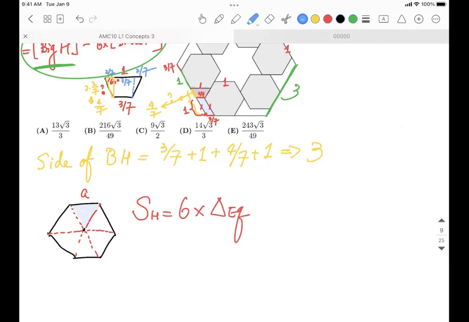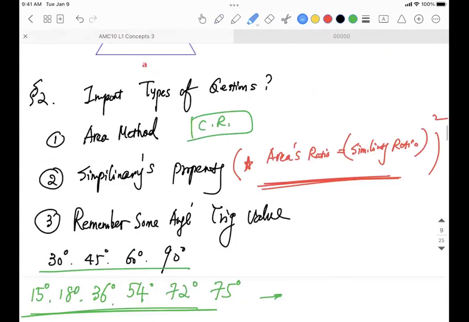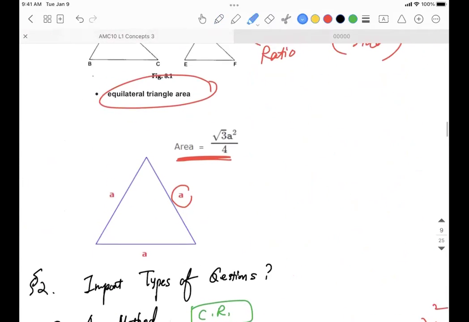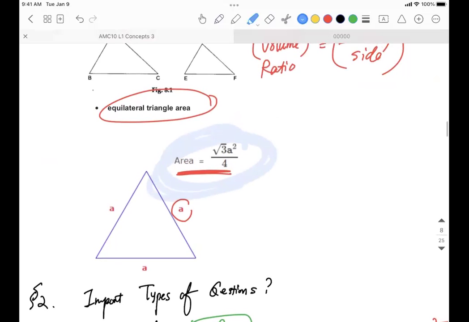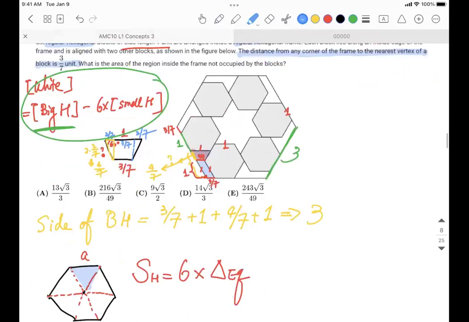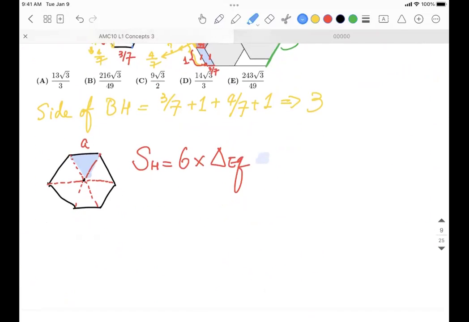This is what we just mentioned previously. Still remember? The equilateral triangle's area is going to be what? Square root of 3 over 4 times a squared. So therefore, this is going to be 6 over 4 times square root of 3 a squared, which is 3 square root of 3 over 2 a squared.